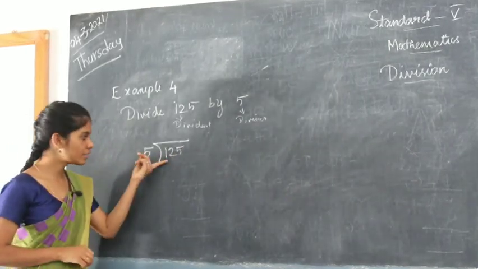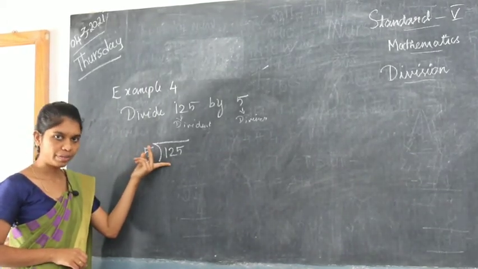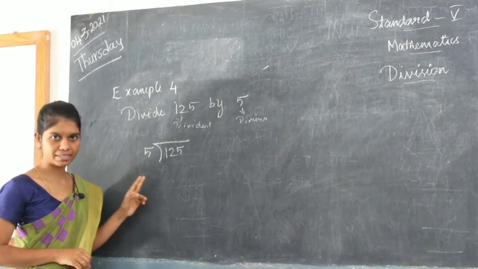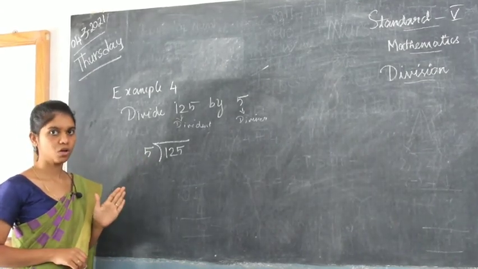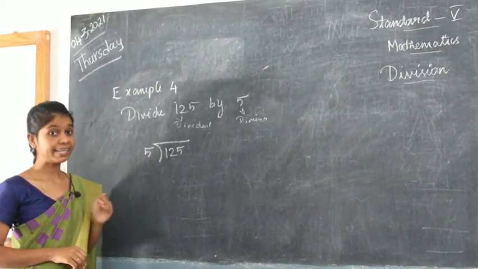Now look at the first number. The highest place value is 100 here. How many hundreds do you have? 1. And what is the number in the divisor? Which is 5. Right. So 1 is smaller than 5. So you need help here.